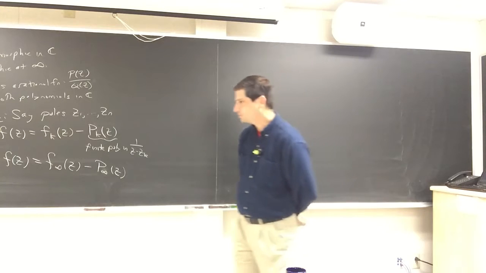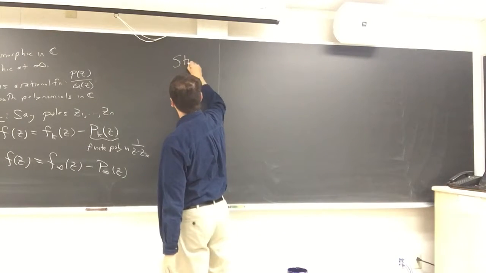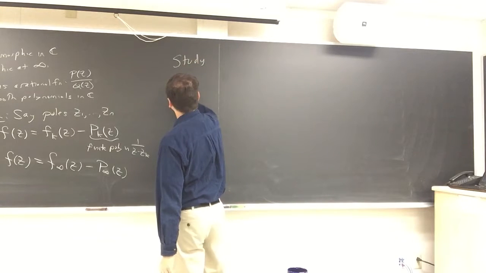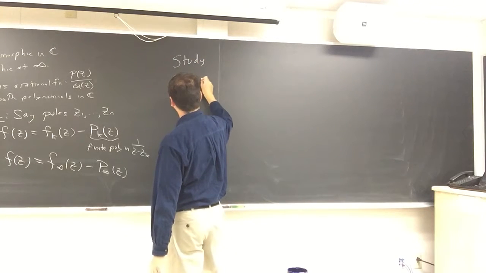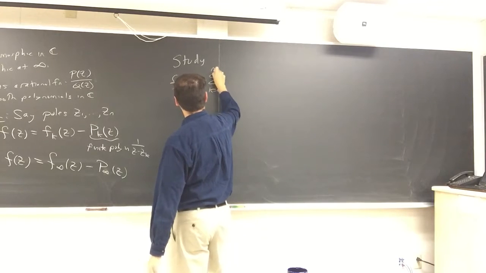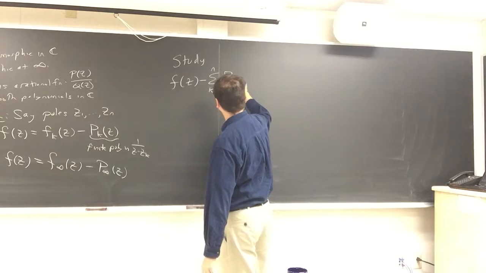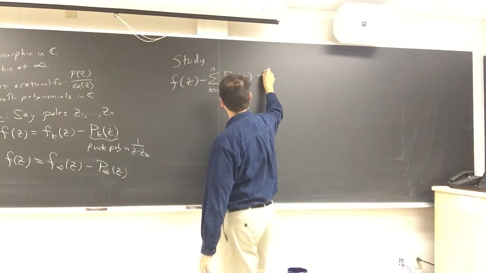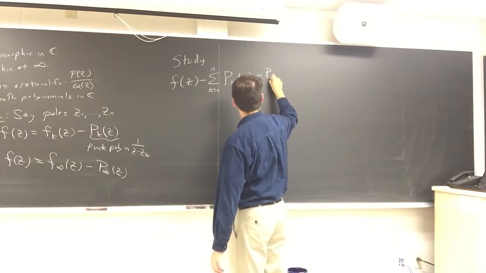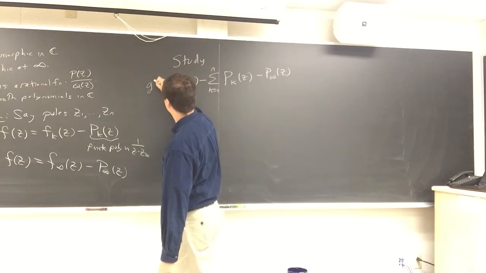Okay. So I have my function. And I can now study f of z minus the sum k goes from 1 to n of pk of z minus p infinity of z. And let's give this function a name. Let's call it g of z.